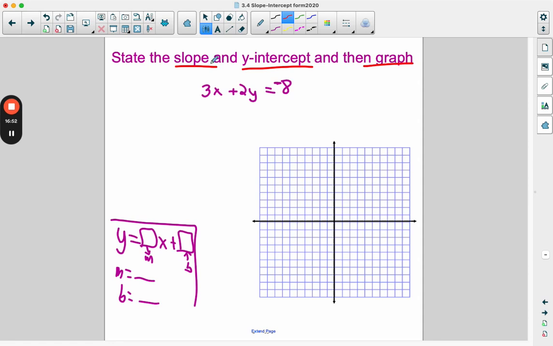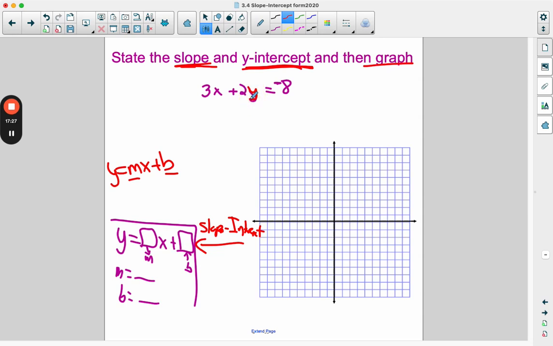In order to know what the slope and the y-intercept are, I have to put it into slope intercept form. Remember, slope intercept form is y equals mx plus b. In other words, I need to take that equation and just solve it for y. Just like last chapter with those literal equations that had more than one variable, and it would say take this equation and solve it for x or solve it for y.